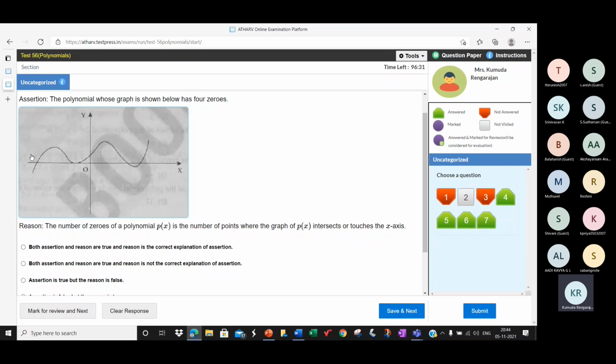Here the graph intersects the x-axis at 1, 2, 3, 4 points. That's correct. Assertion is true, and the reason given is also true. So as some of you said, option A.